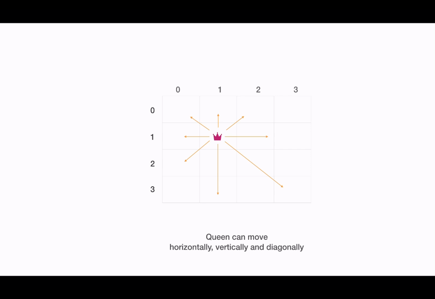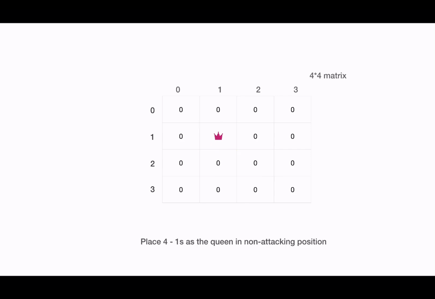We will be given an n cross n matrix that is filled with values 0. What we need to do is place n number of ones representing queens in a non-attacking way. To solve it, we need to think of four elements that we discussed in the previous lecture. First is the choices. To place a queen in the board, we can either go row by row or we can go column by column.